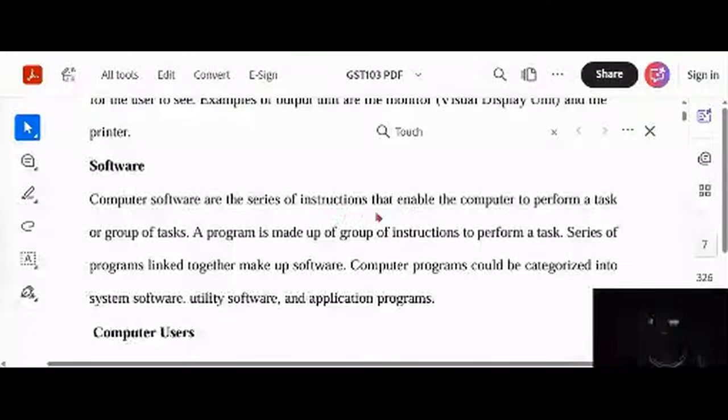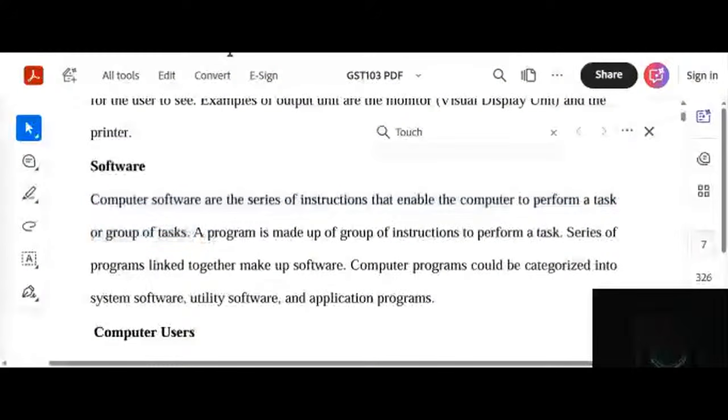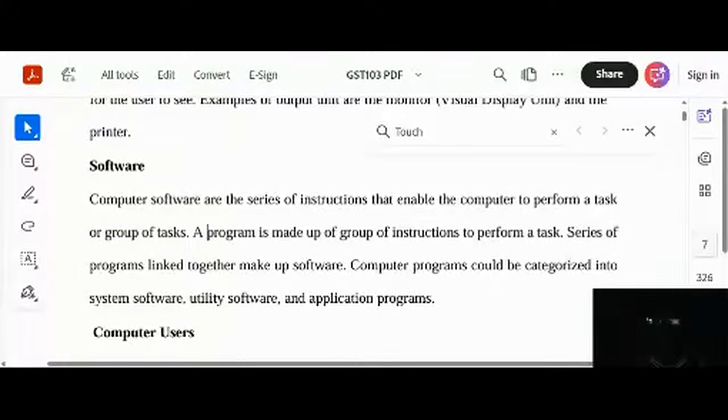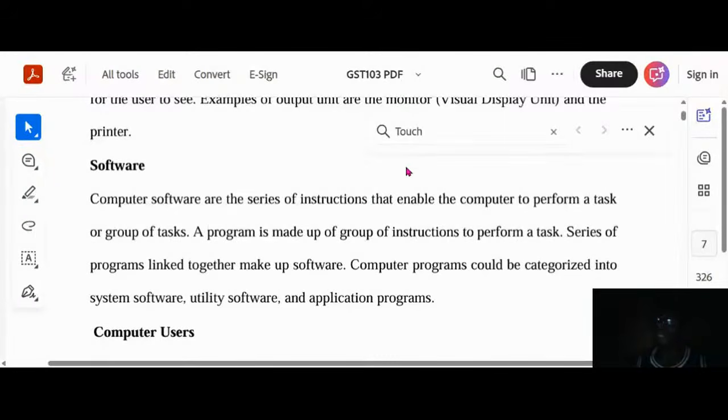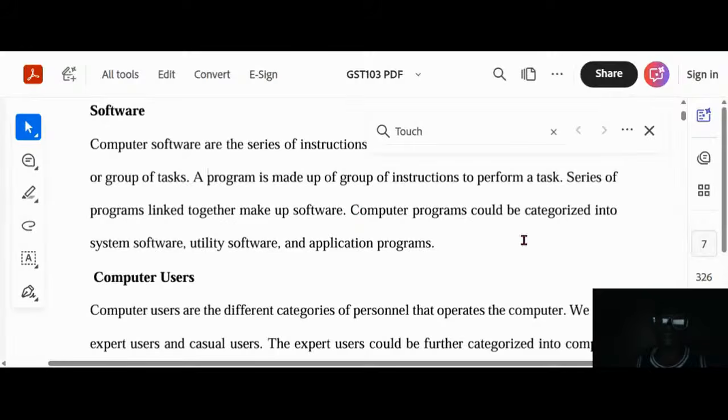The computer software is a series of instructions that enable the computer to perform a task or group of tasks. That is a computer software. So assuming tomorrow I'm lucky to see this question, will I be able to answer it? The question is right there before you. Will you be able to answer that question? All right, so let's move on. Well, that is computer software, series of instruction.